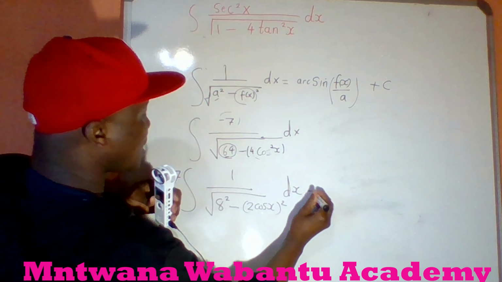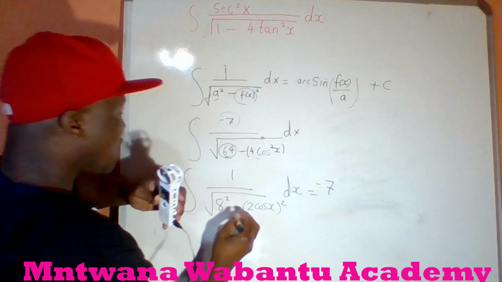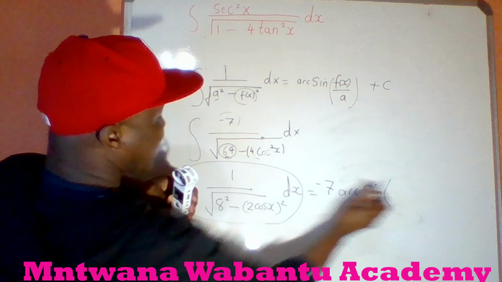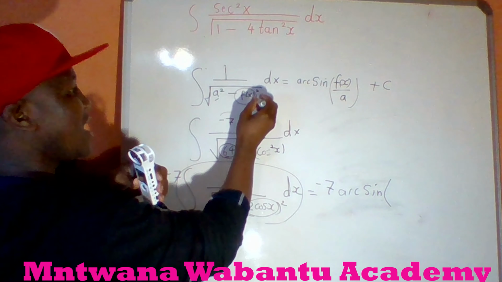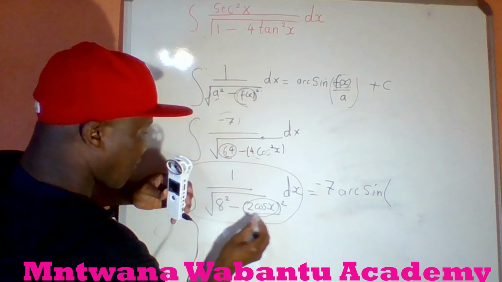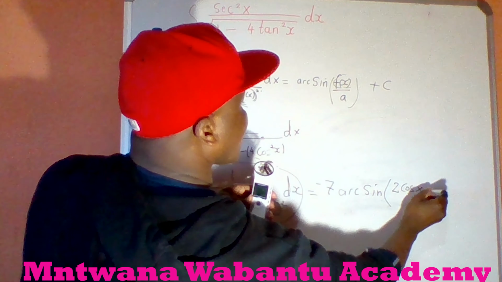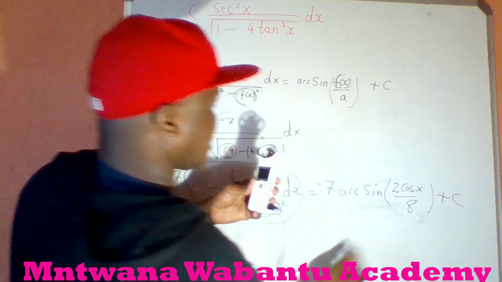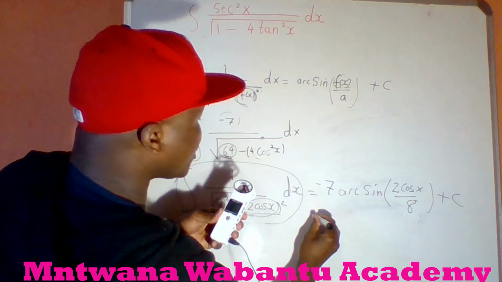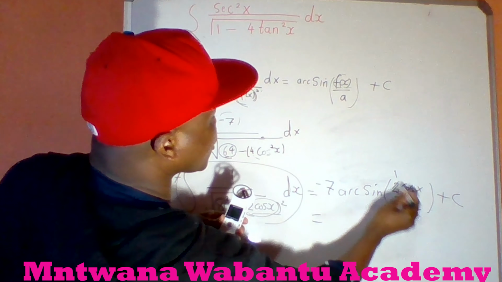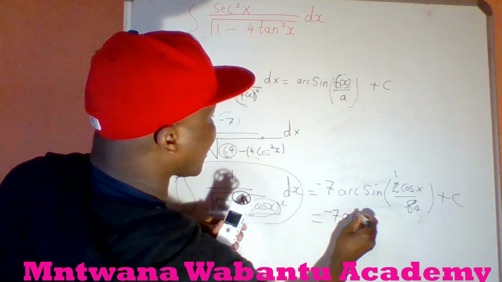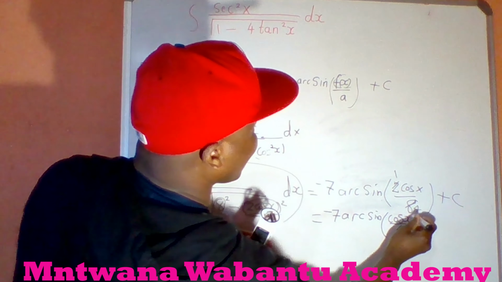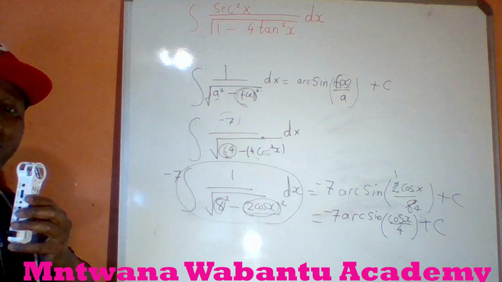Negative 7 has nothing to do with anything, so negative 7 is out. When I integrate this, it gives me arc sine, and then I write f of x with no square, meaning something with no square. So it's 2 cos x over the number with no square, 8, plus our constant. By 2, 1 by 2, 4, so 1 over 4. So I can say negative 7 arc sine of cos x over 4, plus constant. That's how we solve it, brothers and sisters.